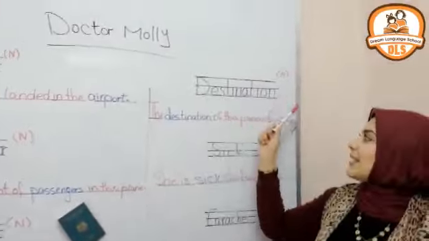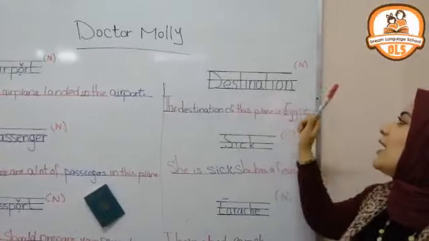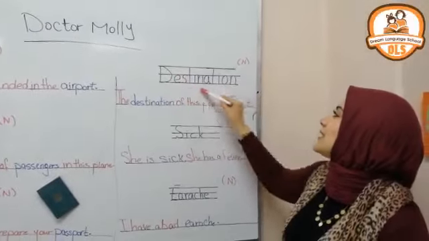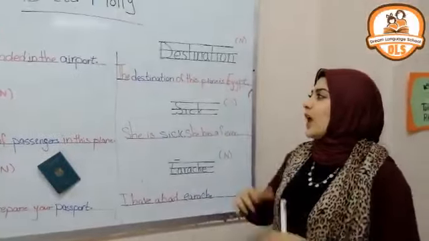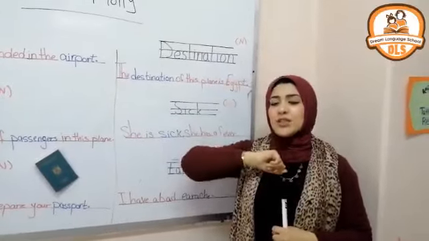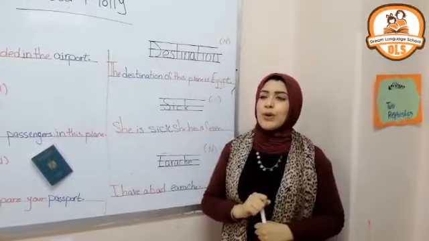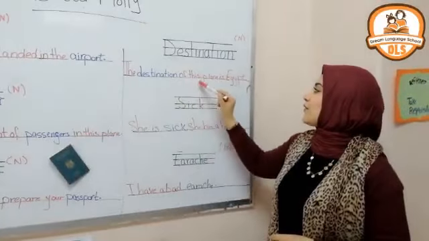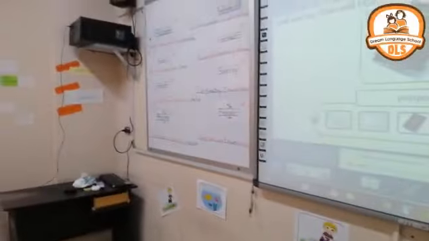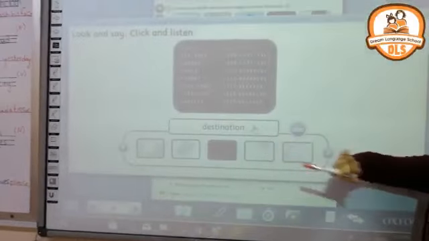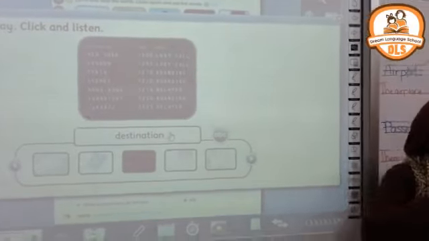Destination. Suffix, shen. You remember it? When I have shen at the end of the word, so I have destination. It's a noun. What is destination? I'm here in Egypt. I want to travel to America. So America is my destination, the place that I want to go or travel to. The destination of this plane is Egypt. Let's listen to destination.